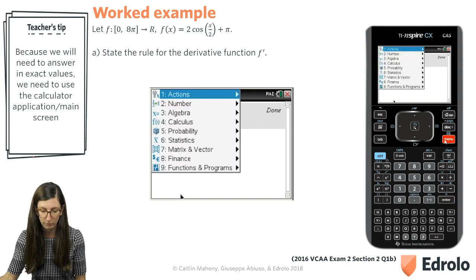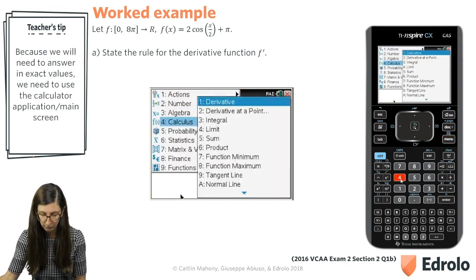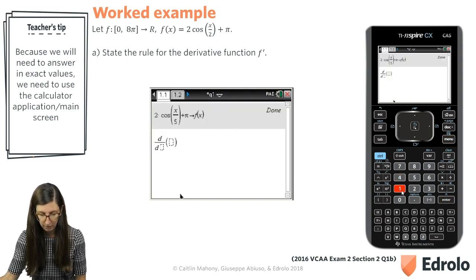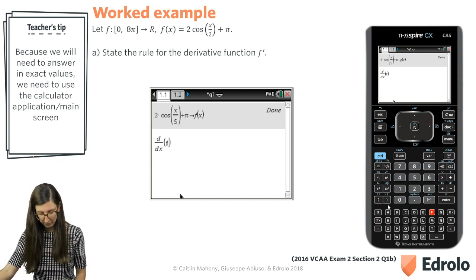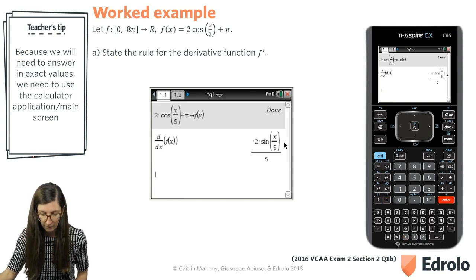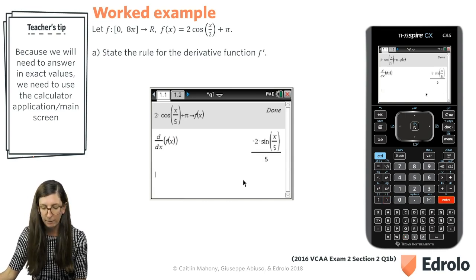So that's great. We know how to do that. We've done this a few times already. Calculus, derivative. It is in terms of x. That's nice and handy. And the thing that we are finding the derivative of is this f of x. So there we go, f of x. Enter. And that's it. That's right there.